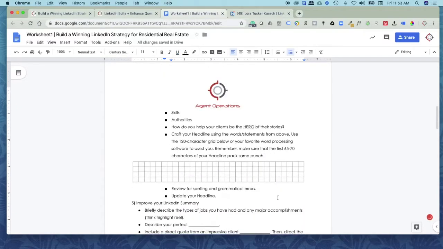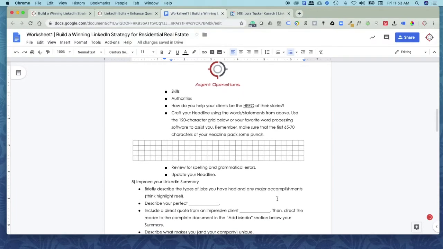You want to be the guide. You want to allow them to be the hero. So how do you do that? Show people what you do. And the key is you have to do it in 120 characters or less.